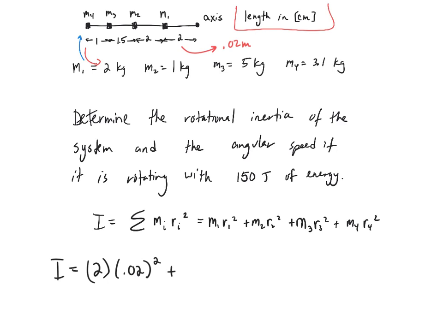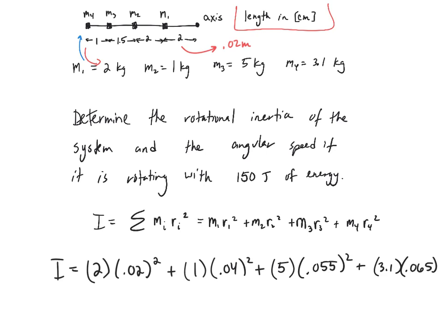The next one, we look at the second mass. And the second mass is 1 kilogram times its distance from the central axis, which is 4 centimeters. What am I referring to? I'm going from here all the way to the second mass. So this is the 4 centimeter distance right there. So this is going to be 0.04 squared. The third mass is 5 kilograms times its distance, which is going to be, what is that going to be? 0.055, 0.055 squared, plus the final one, which is going to be 3.1 kilos times 0.065 squared.